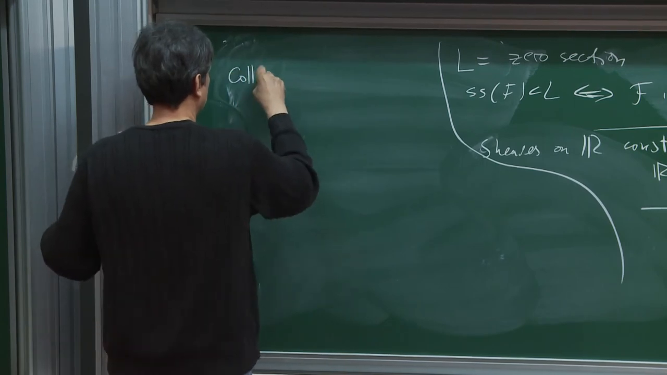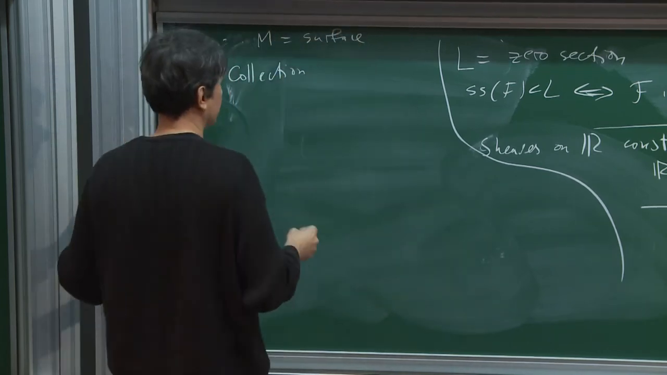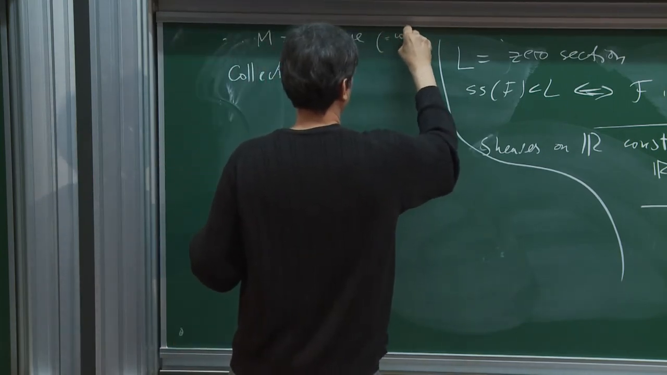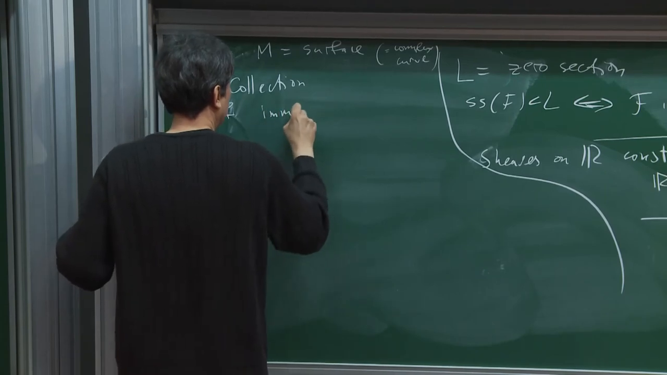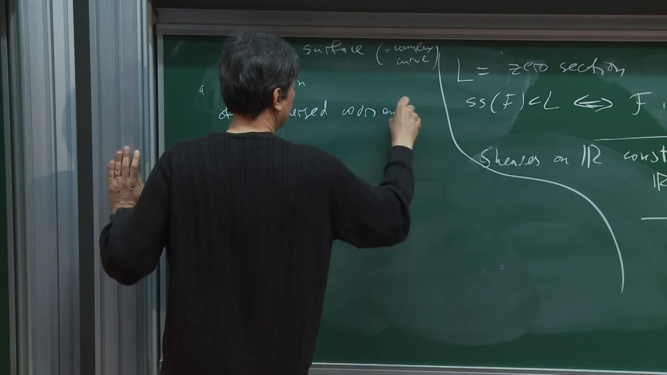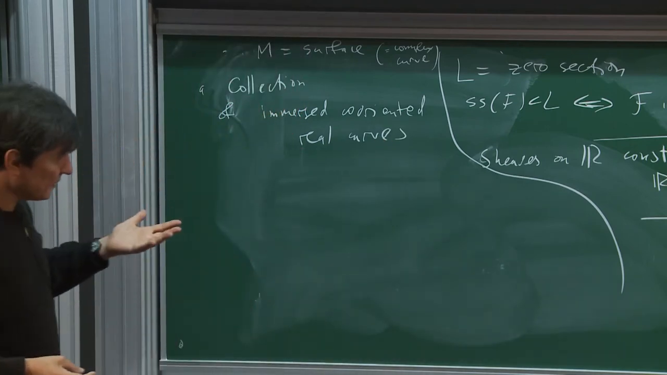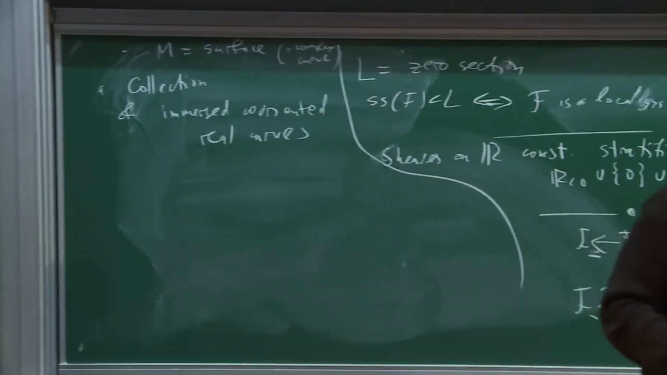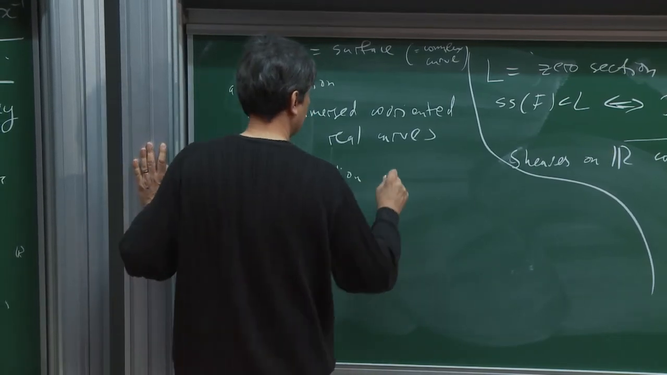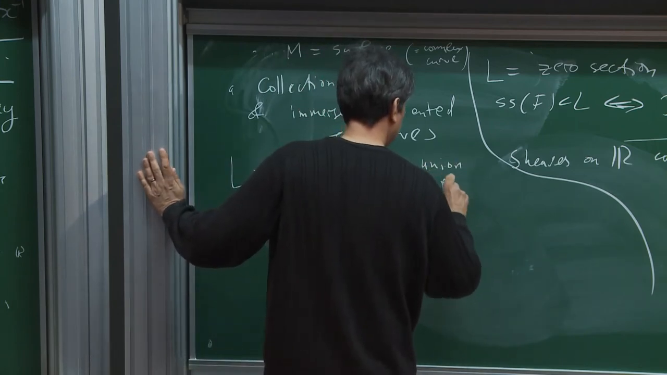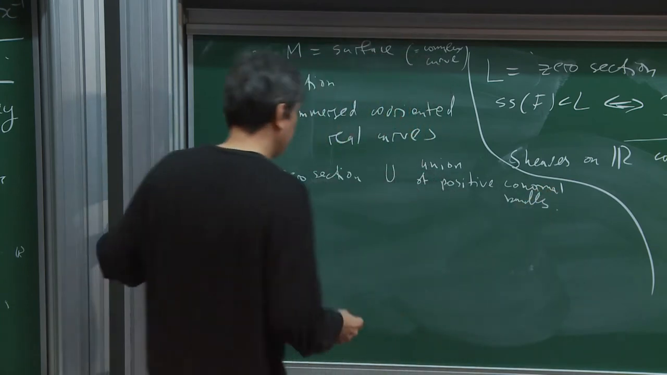Now, suppose my manifold is a topological surface. It will eventually be a complex curve. And I have a collection of immersed co-oriented real curves. Then I take the union of the positive conormal bundles and the zero section, so L will be the zero section plus the positive conormal bundles. And you get a certain condition on sheaves.